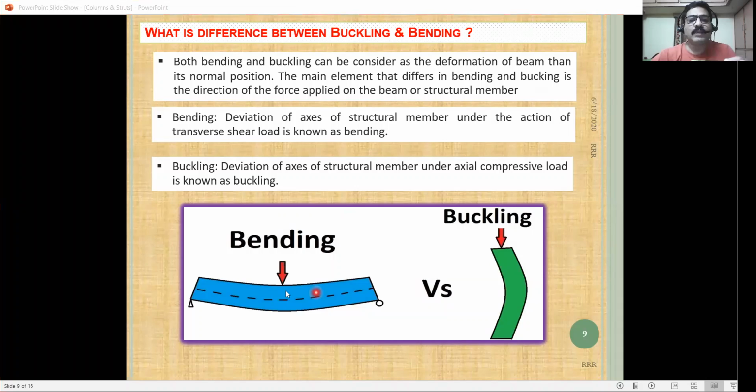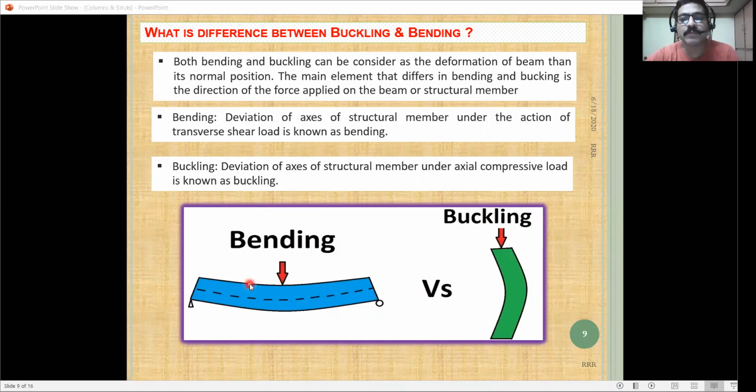Suppose you see the same member as a vertical member. The force is acting along the axial direction, that means along the length of the member. We see the force acting along the length of the member. That is not bending. If it is deforming in that case, we call it buckling. Right? I hope now you have a better idea of the difference between bending and buckling.